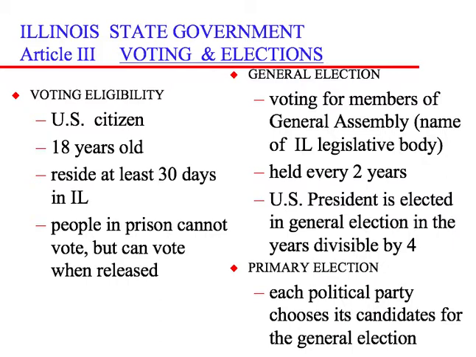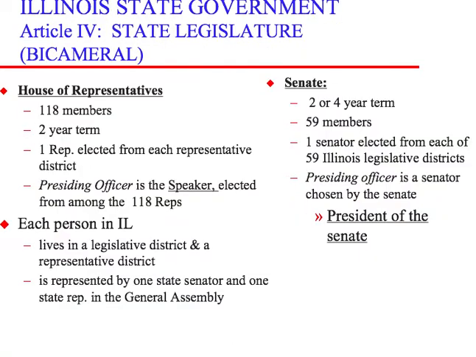In the general election, you vote for members of the General Assembly, which is like Congress in Illinois, so your Senate and House of Reps. It's held every 2 years on even years. The U.S. president is elected in the general election in years divisible by 4. In your primaries, which are in the spring, each political party has a bunch of candidates running against each other, and you choose the top one.